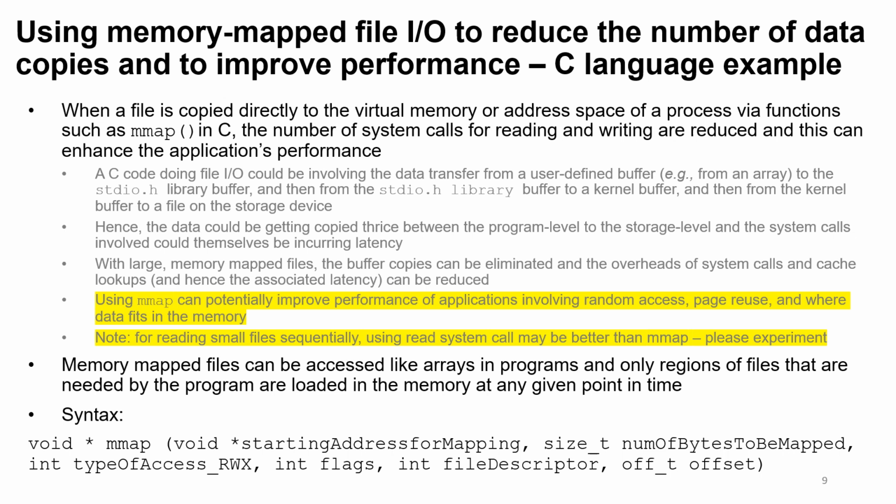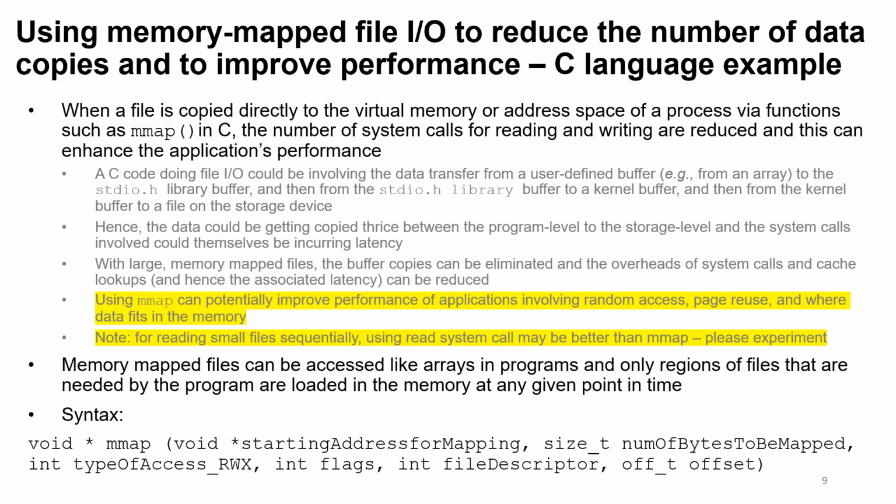The memory mapped files can be accessed like arrays in programs, and only regions of files that are needed by the programs are loaded in the memory at any given point in time. The syntax of the mmap function is shown on the slide. It accepts the following arguments. It accepts the starting address for mapping. This argument provides the preferred starting address to use for mapping. Then it accepts the second argument, which is the number of bytes to be mapped, and it should be greater than 0.